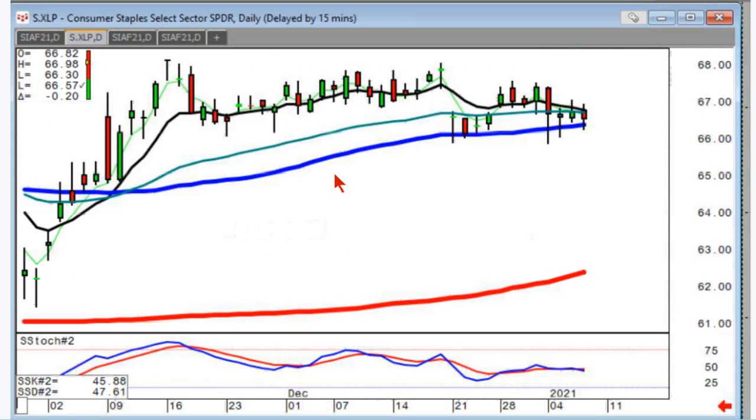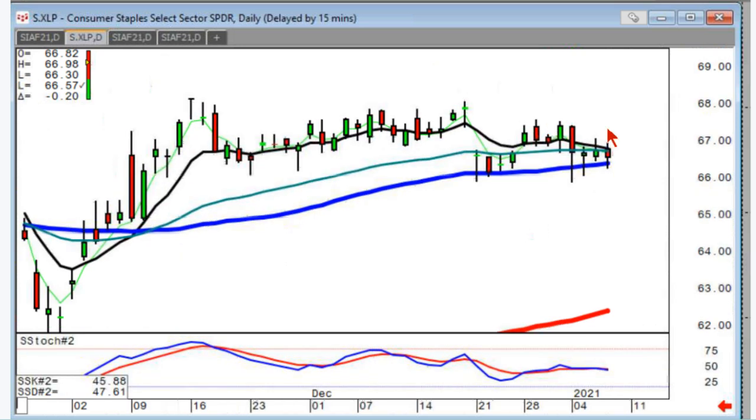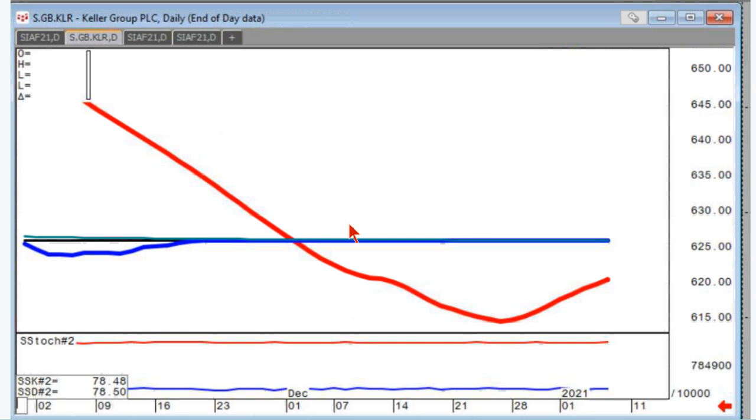Okay, I told you all you would be getting butt sore tonight. XLP, nothing. Sideways. AQUA, stay long. J-hook pattern in progress. All right, let's see, was it KLR? Yeah, for some reason KLR is not coming up. Don't know why.